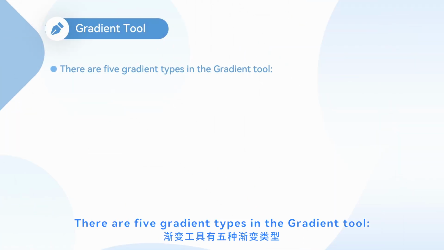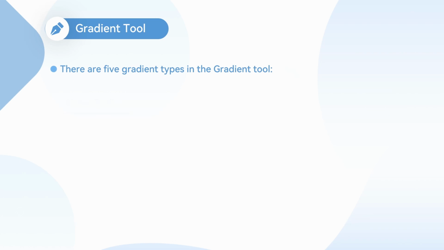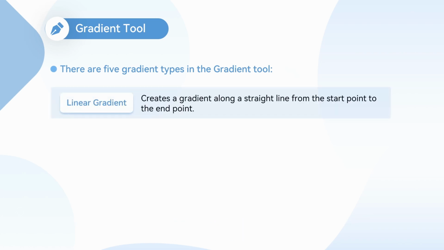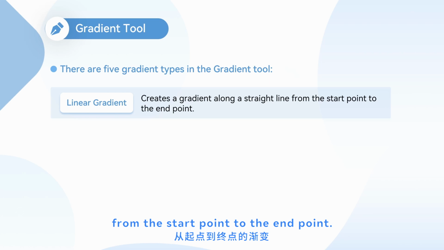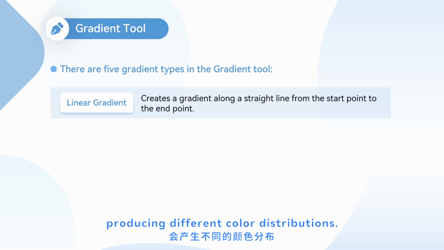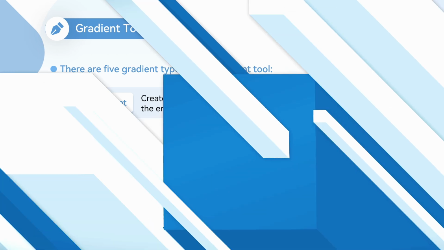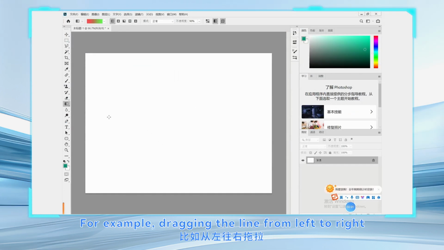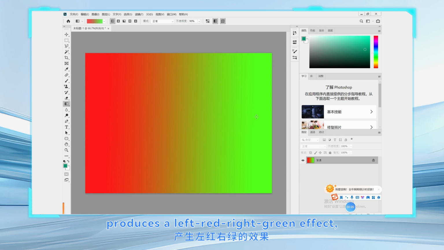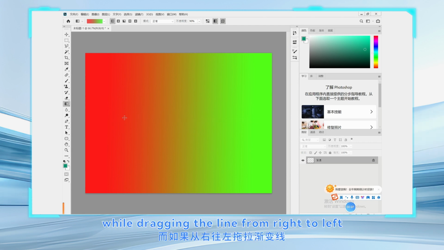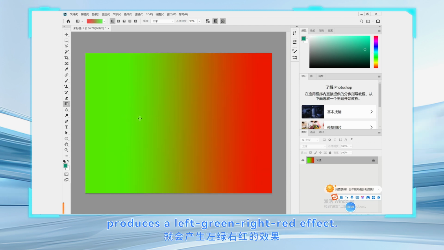There are 5 gradient types in the gradient tool. Linear gradient creates a gradient along a straight line from the start point to the end point. The gradient direction changes based on how you drag the line, producing different color distributions. For example, dragging the line from left to right produces a left red right green effect, while dragging the line from right to left produces a left green right red effect.